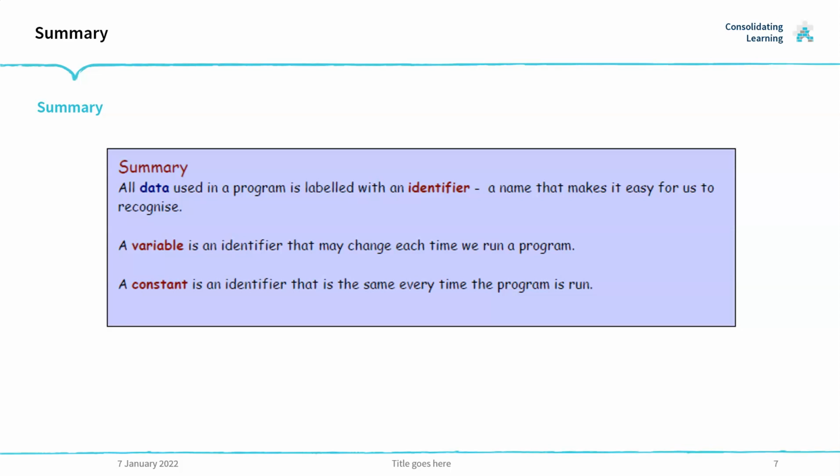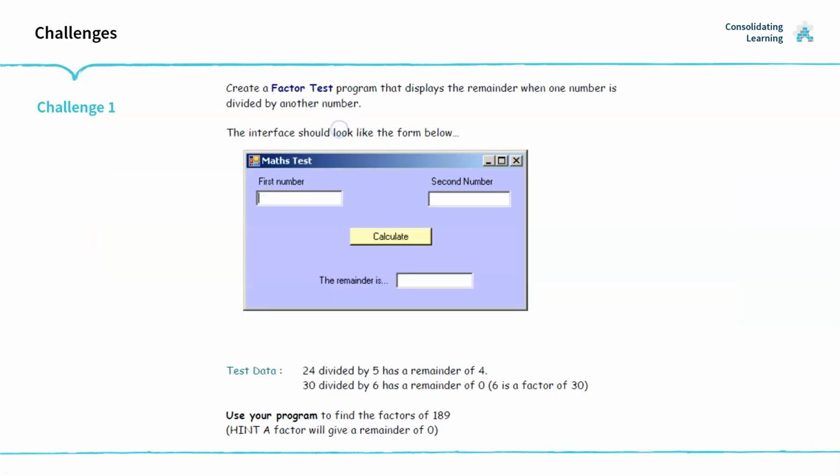Now it's time for your challenges. The first challenge is to create a factor test program that displays the remainder when one number is divided by another. The interface should look like the following below. So you should have 2 text boxes that will take input, one for a first number, one for a second number, a button for calculate, and then it will display back the remainder in another text box.